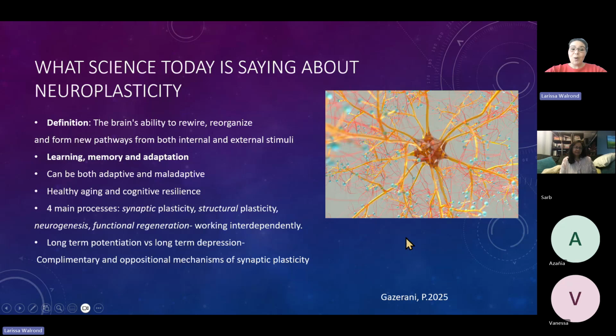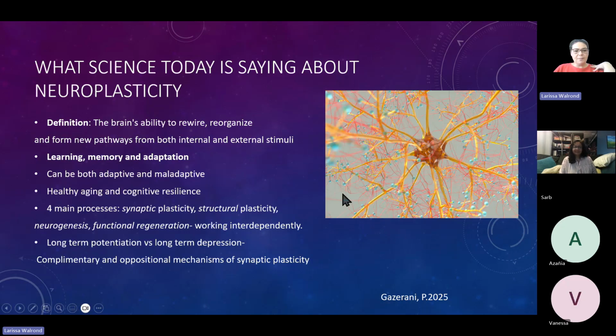Okay, so what science today is saying about neuroplasticity? I'm just going to take a quick read. How's everybody doing so far? Give me a hands up or a thumbs up, or if you have any questions. I'm going to assume that everybody's doing okay. Feel free to interrupt me if you need to. Your thumbs up, thank you so much.